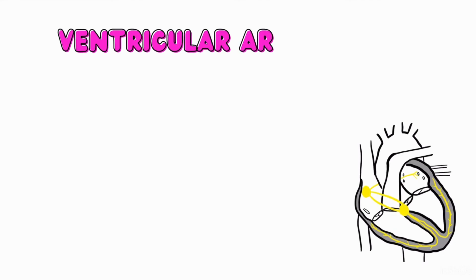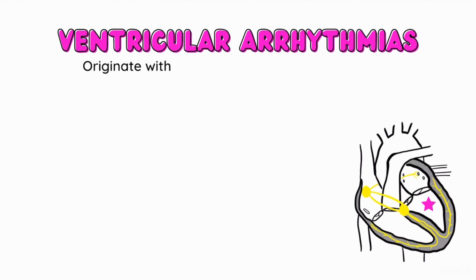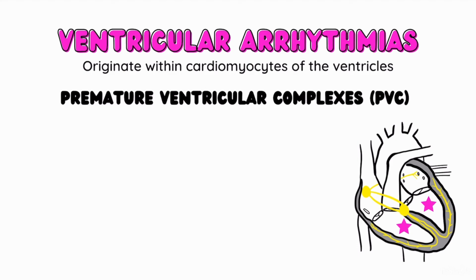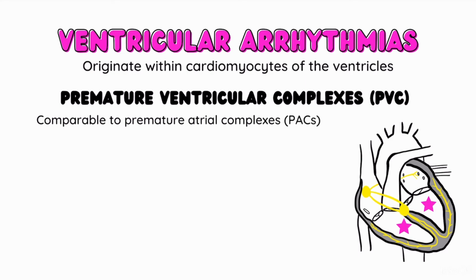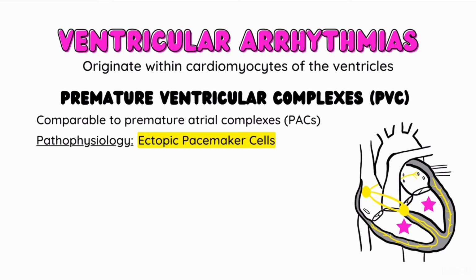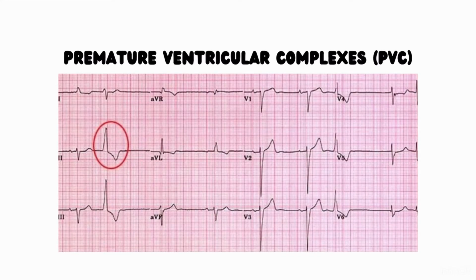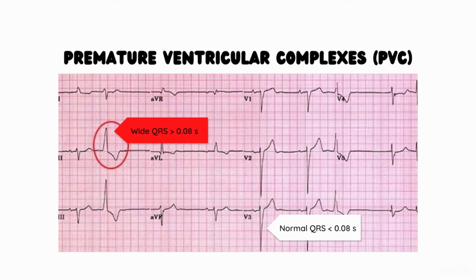Finally, we can move to the ventricular arrhythmias, which originate within cardiomyocytes of the ventricles. Premature ventricular complexes, or PVCs, are comparable to the premature atrial complexes we discussed earlier. These are ventricular contractions that begin ectopically, which present on ECG as wide, dysmorphic QRS complexes, as indicated by the red circle here. Recall that the QRS complex should normally be less than 0.08 seconds wide, or 2 small boxes.